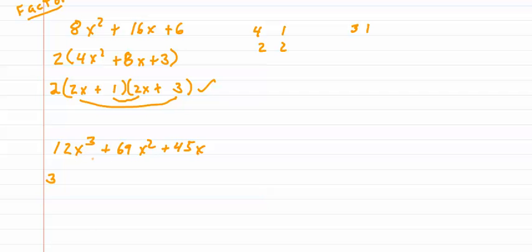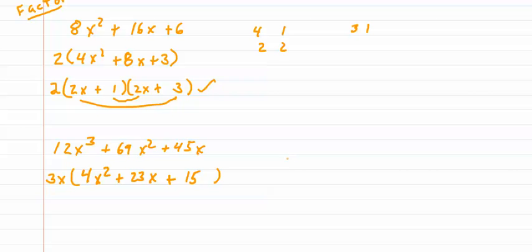x cubed, x squared, and x. We also have a common factor of x. So we factor that out. Now 3 times what is 12? 4 and an x squared. 3 times what is 69? 23 and an x. Plus 3 times what is 45 is 15.